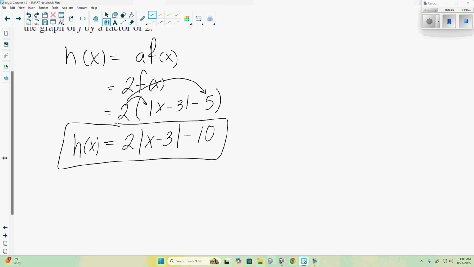That's h of x. That's our vertical stretch of 2. We just multiplied the absolute value and all the other terms by 2. Questions on this here?